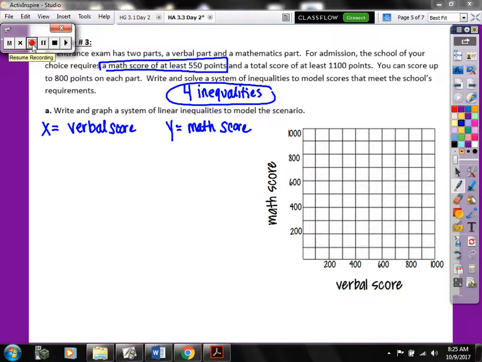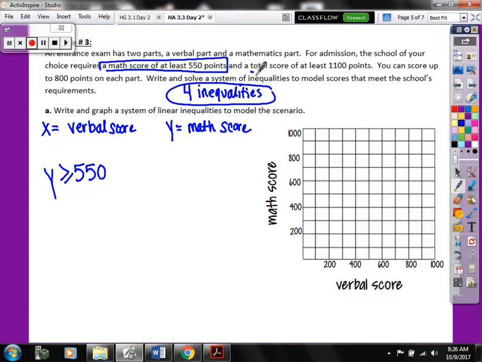A math score of at least 550 points. So what inequality did you write for that? Ashley? X is greater than or equal to 550. Perfect. They don't always have to have multiple variables or numbers. Sometimes they're just going to be vertical or horizontal lines that are going to bound the region. Oh, wait. Y is math. That's okay. I saw your faces. Y. Okay. Math is at least 550.